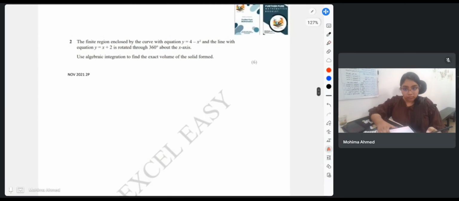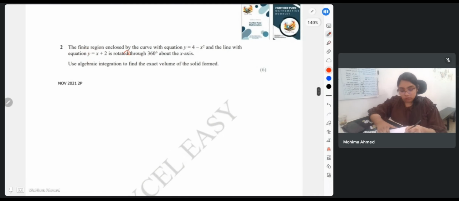This is from November 2021, paper 2. Let's start. The finite region enclosed by the curve with equation y equals 4 minus x square, and the line with equation, this is rotated through the x-axis. This time they're rotating through the x-axis. That means we have to work with the x-coordinate of these intersecting points, and we have to use algebraic integration to find out the exact volume for the solid formed. Again, as I've already stated, draw the image of this kind of curve if that image is not given to you. So we will draw an image.